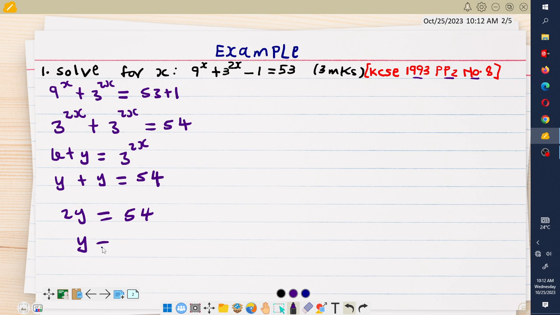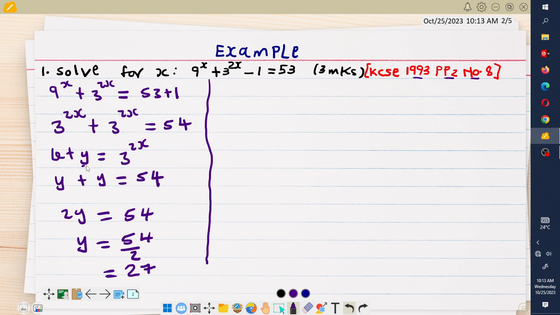Therefore, my value of y will be equal to 54 divided by 2. If you take 54 divided by 2, you are going to get 27. So this gives us 27 as the value of y. But remember, the question did not ask us to find the value of y. The question wanted the value of x.